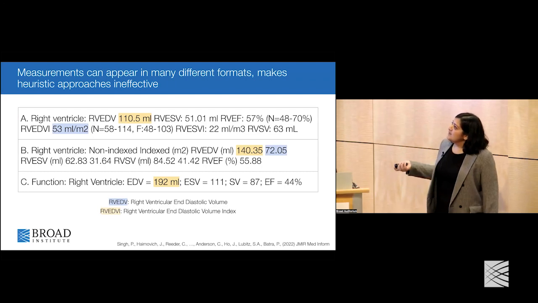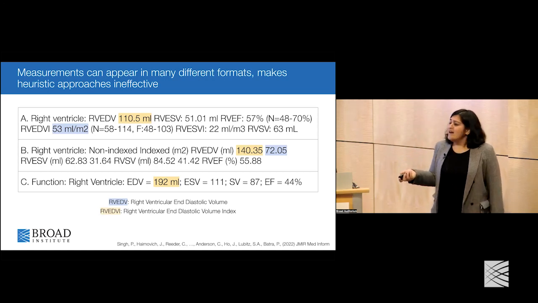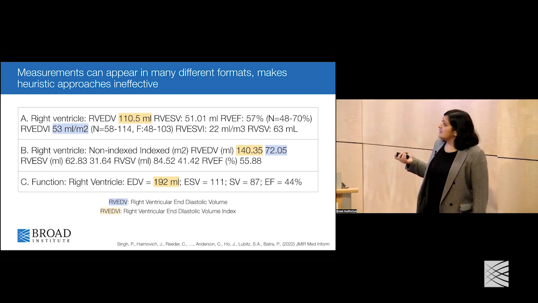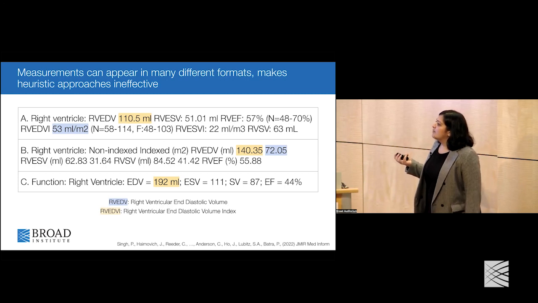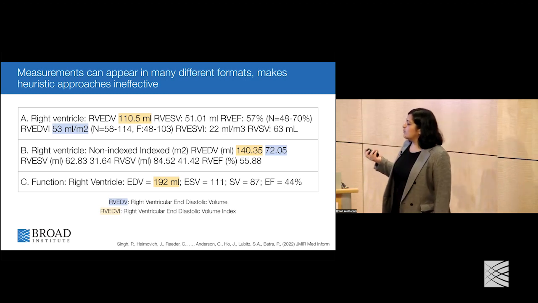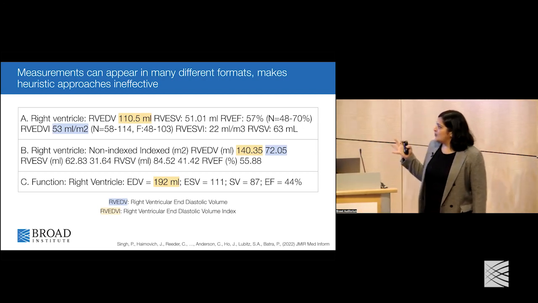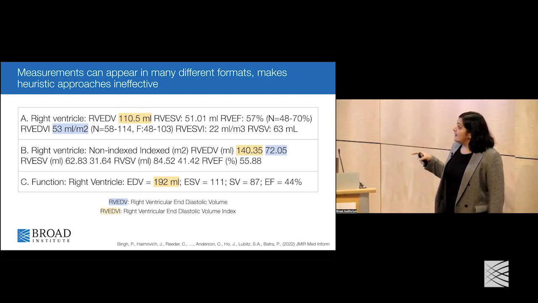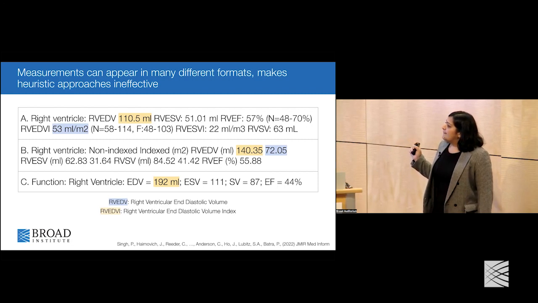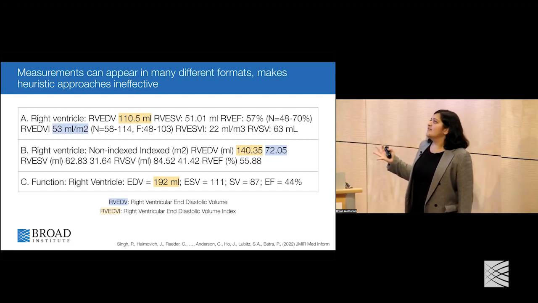And these measurements can also appear in many different formats, which makes heuristic approaches really ineffective and tedious. So over here, you're seeing the same measurement, right ventricular end-diastolic volume. Maybe let's do the index because that's showing up better on the projector in yellow. And they occur in a bunch of formats.